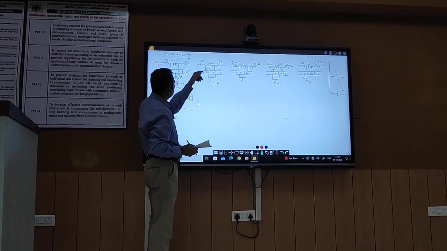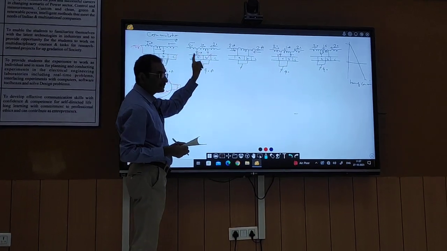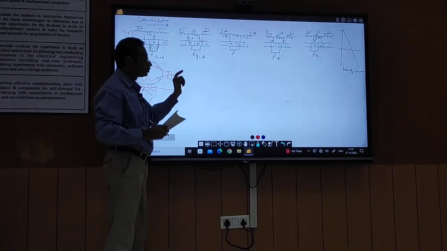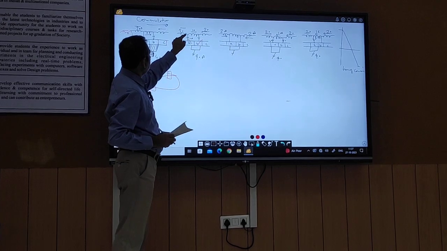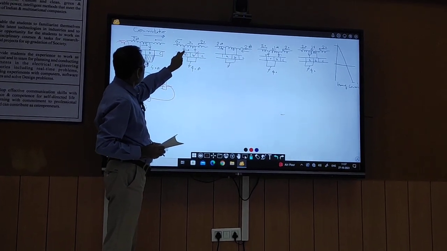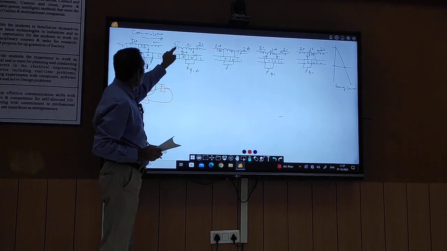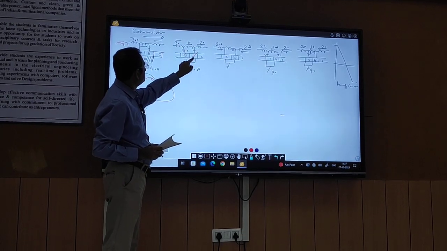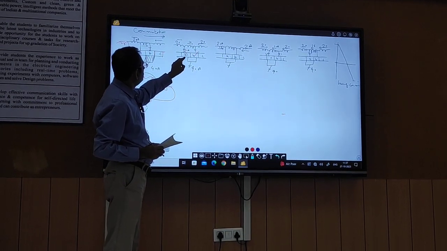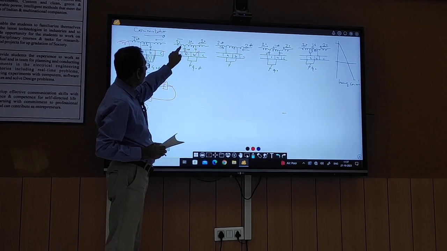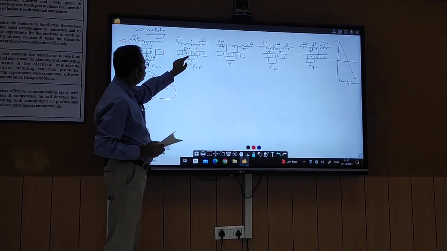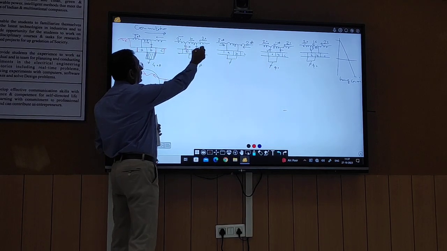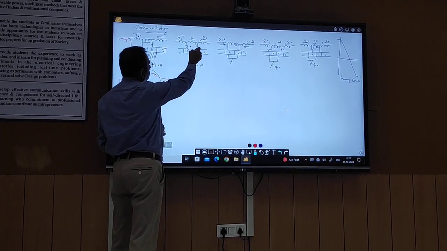Suppose 20 ampere current is coming from here, and its resistance is the same, so what will happen? Out of this 20 ampere, 10 ampere will flow from this side, 10 ampere will flow from this side, and the rest 10 ampere like this. So in addition to that, this will be the flow.